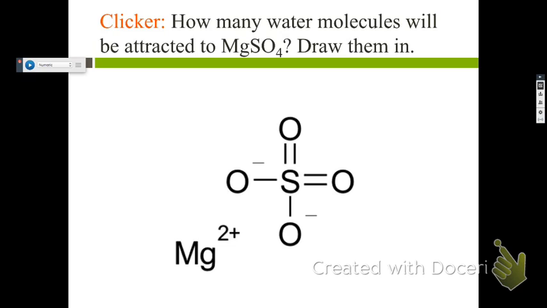Polar bond, polar bond, polar bond, polar bond, ion, ion, ion. So what does that mean about its water solubility? There's lots of places for water to attract to. So out of our three options, can you justify which one is the most soluble and why?